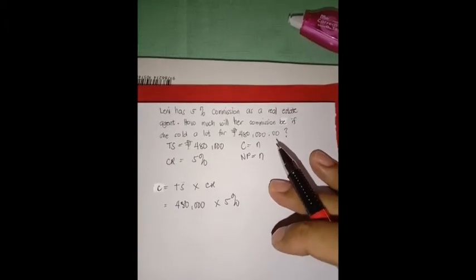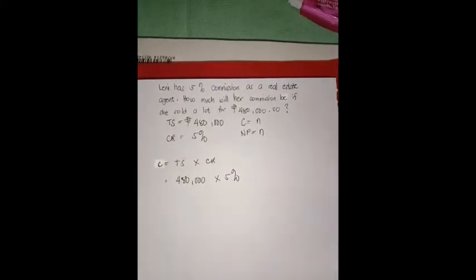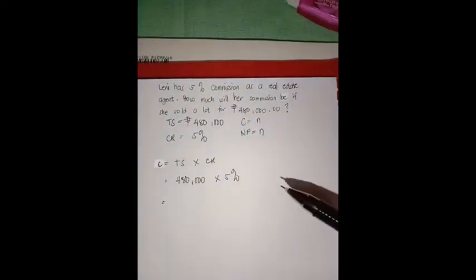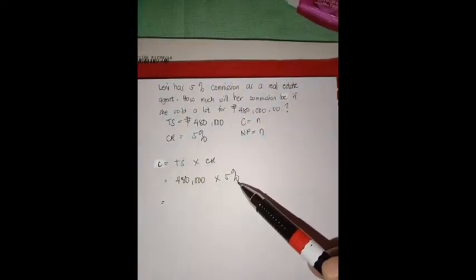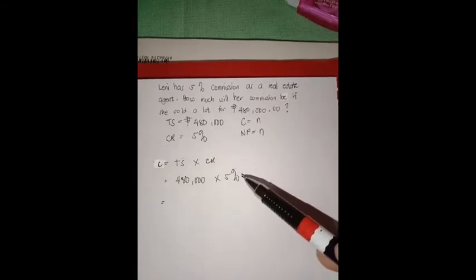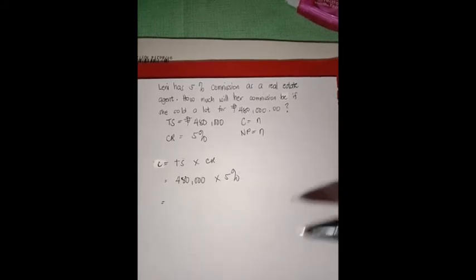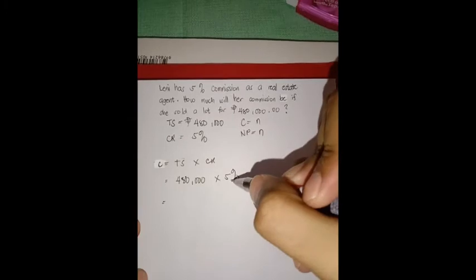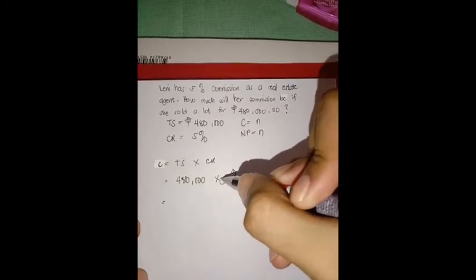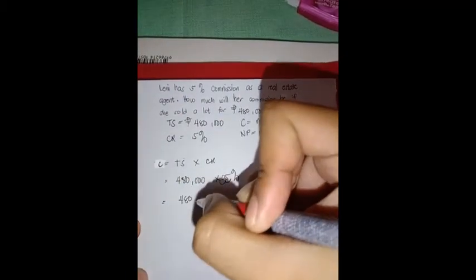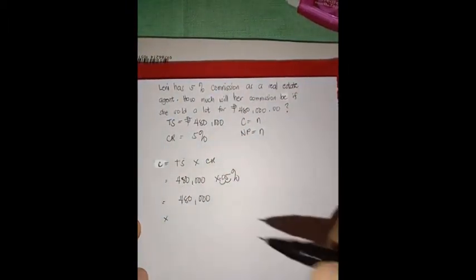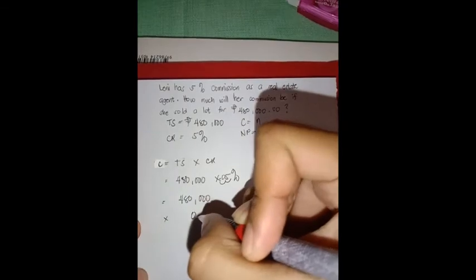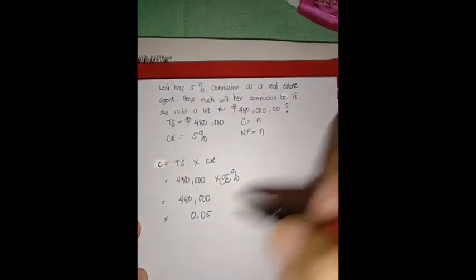To solve this, meron tayong mga steps. First, we need to rewrite the percent into decimal form. I-decimal form lang natin siya by moving two decimal places papunta sa left, so 5% becomes 0.05. So much better if i-rewrite natin siya pa-vertical: 480,000 and 0.05 hundredths.